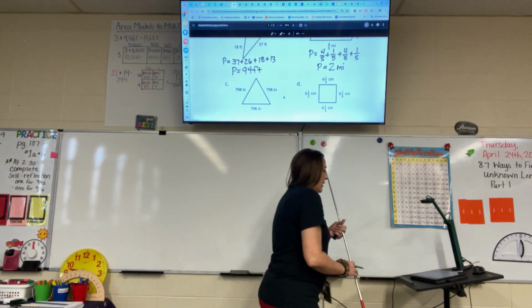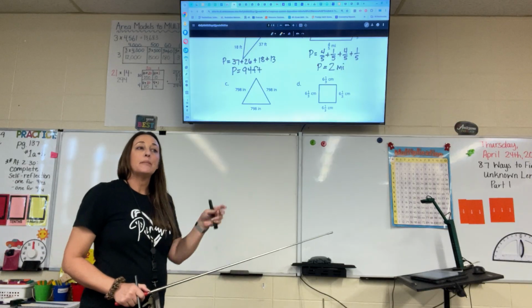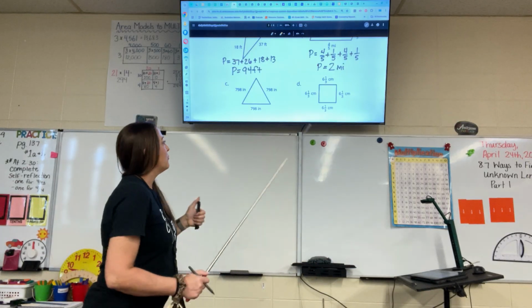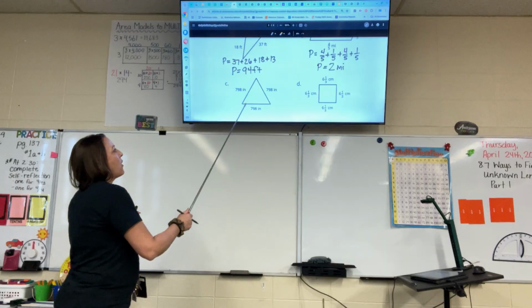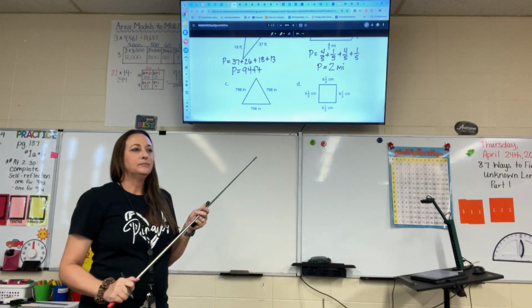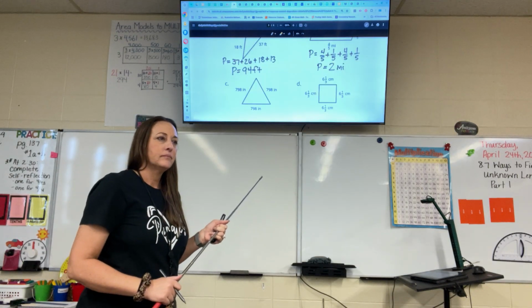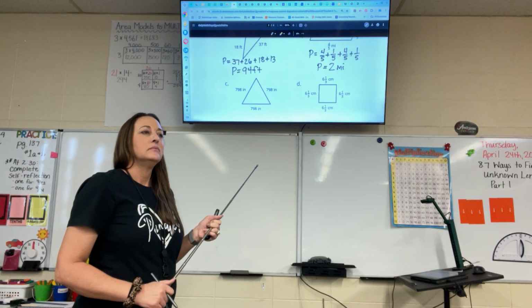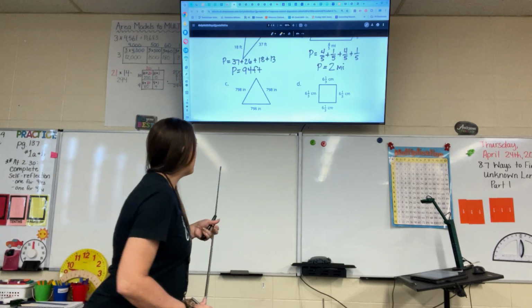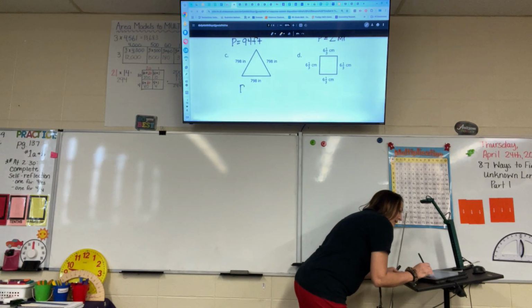On the next one, we know that we can find perimeter by adding. What's another way to find the perimeter on this one? Jackson? 798 by 3. Yep, that's right. So we're going to write down our expression P equals 3 groups of 798.